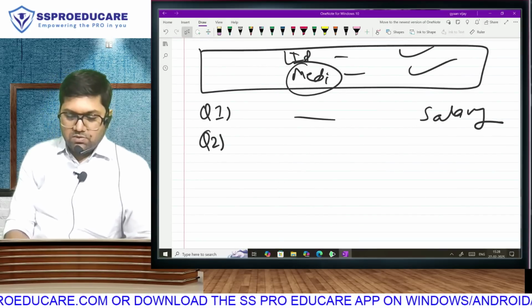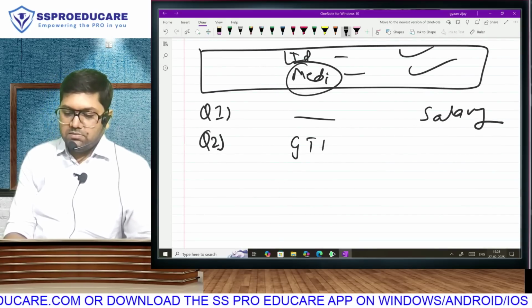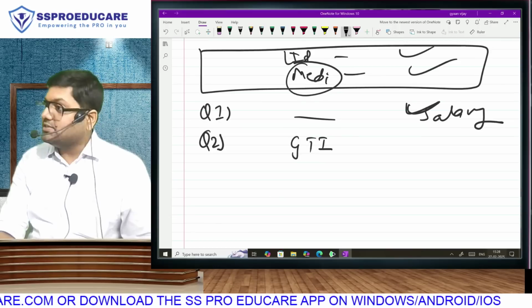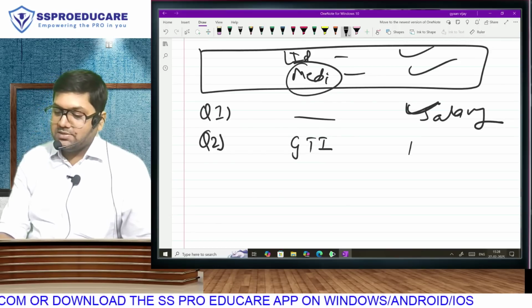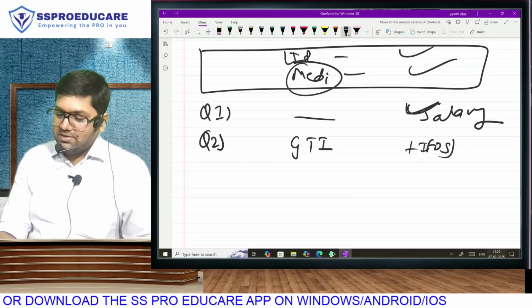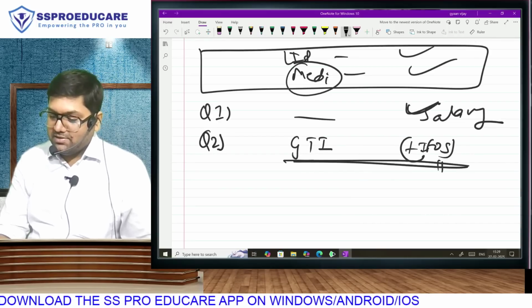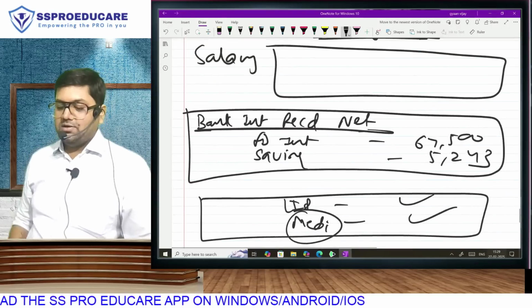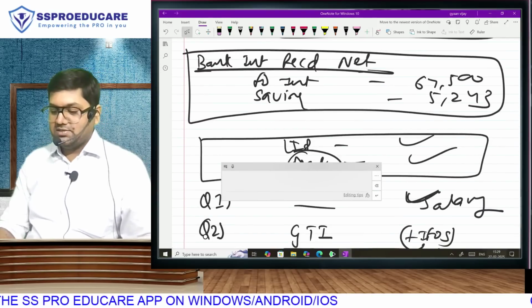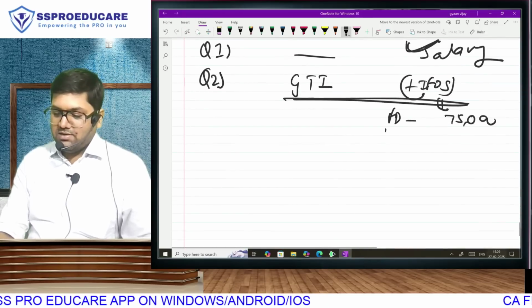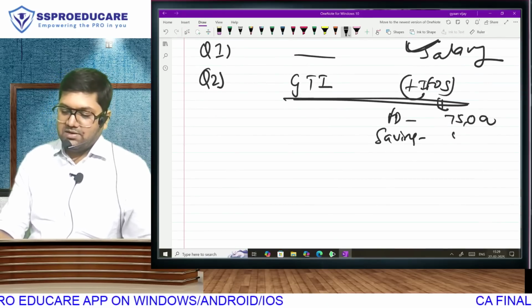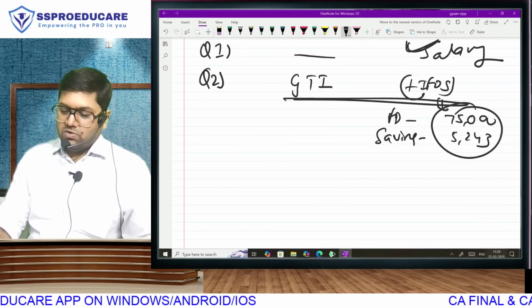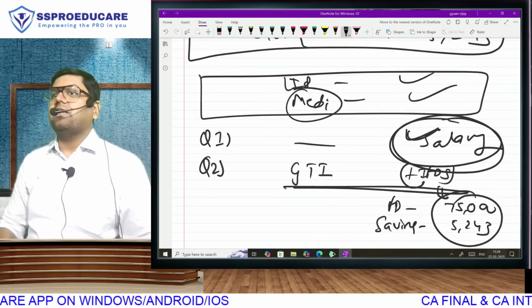Question number 2, calculate gross total income, which is basically this correct answer plus IFOS, where you had to take FD interest of 75,000. Sir, how? 67,500 is net of TDS. And you had to take saving account of as given 5243. So first somebody has already made a mistake here.